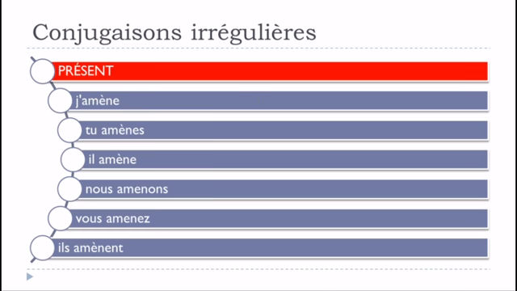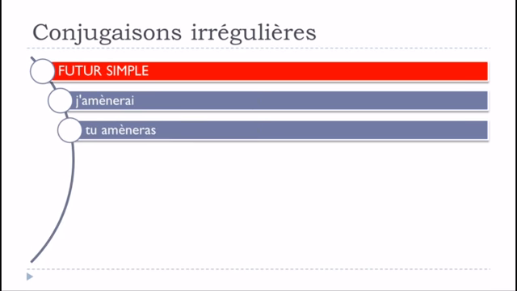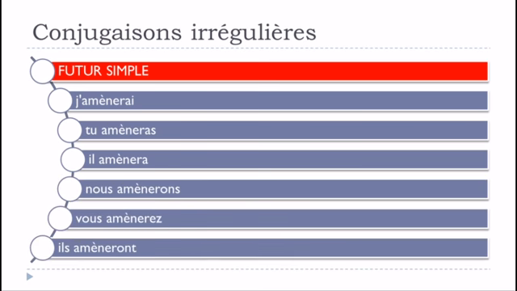Let's see now the futur simple: j'amènerai, tu amèneras, il amènera, nous amènerons, vous amènerez, ils amèneront. We can see that all the forms are concerned and modified, but the modification is exactly the same as we saw previously. It's just this accent grave that you put on top of the e.